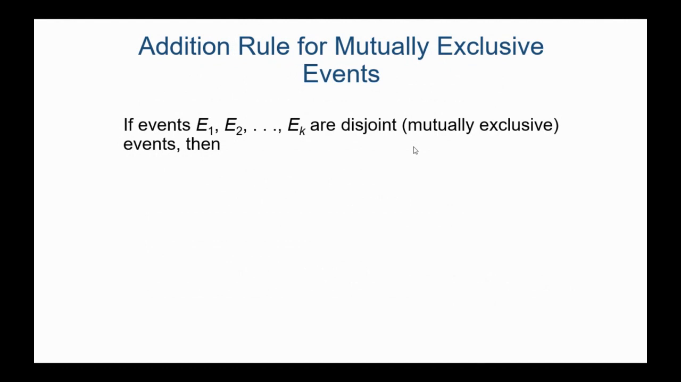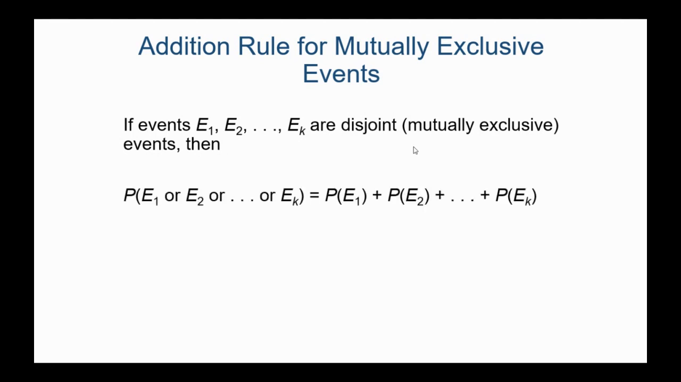Okay, addition rule for mutually exclusive events. So if events E sub 1, E sub 2, all the way to E sub k are disjoint, meaning they're mutually exclusive and have nothing in common, then the probability that E1 or E2 or E3 all the way to E sub k is just the sum of their probabilities. So this is that last formula on page 11.